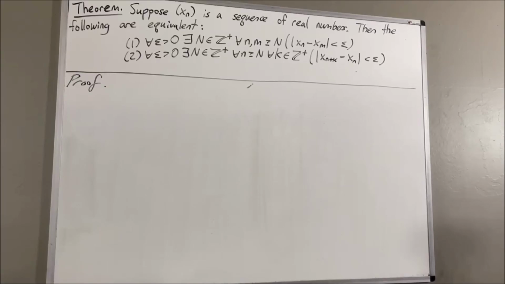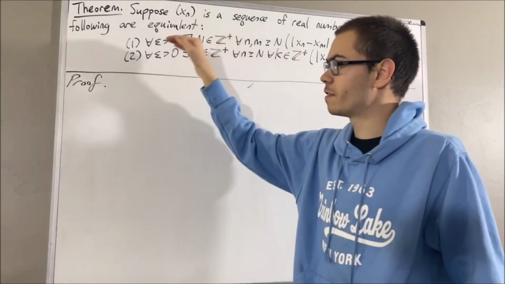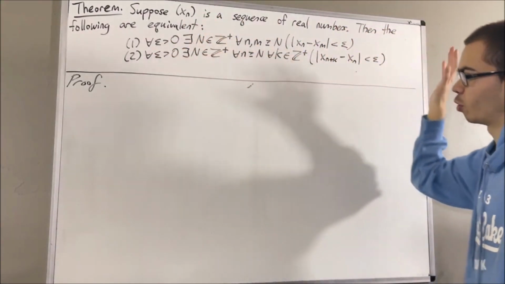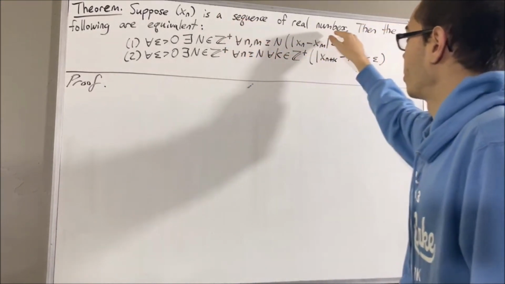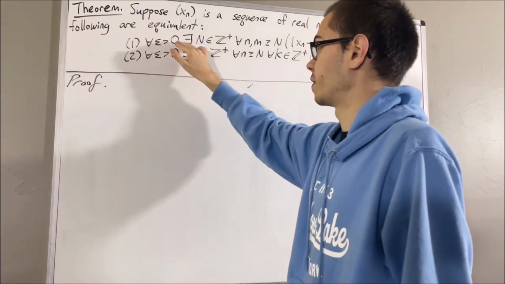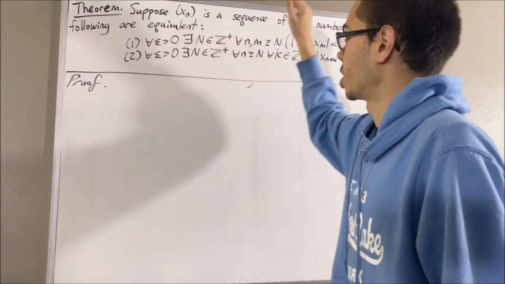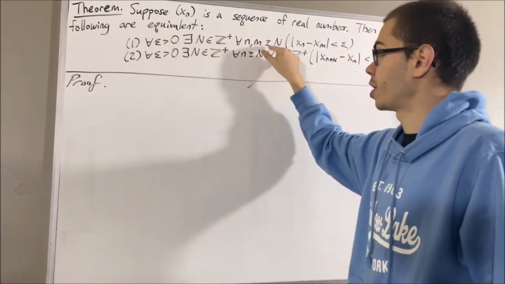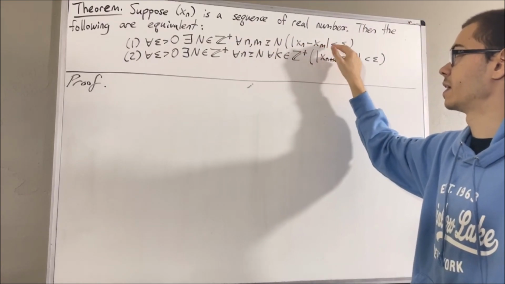Hello! In this video, we are going to prove that the two definitions of a Cauchy sequence are equivalent. So really, we're given a sequence of real numbers, and the first definition tells us for every epsilon greater than 0, there exists a positive integer capital N, such that for all n and m greater than or equal to capital N, the absolute value of xn minus xm is less than epsilon.